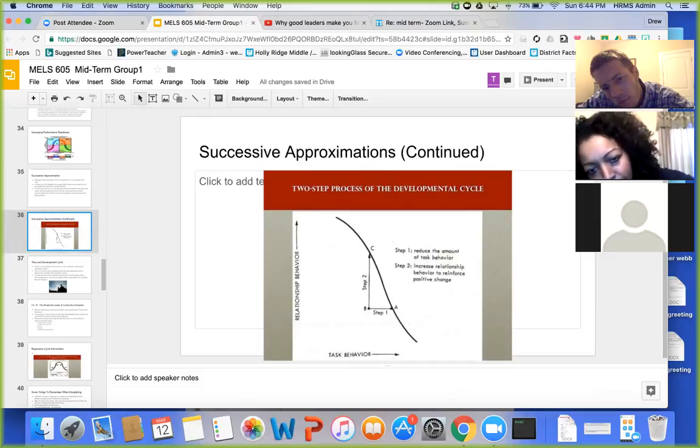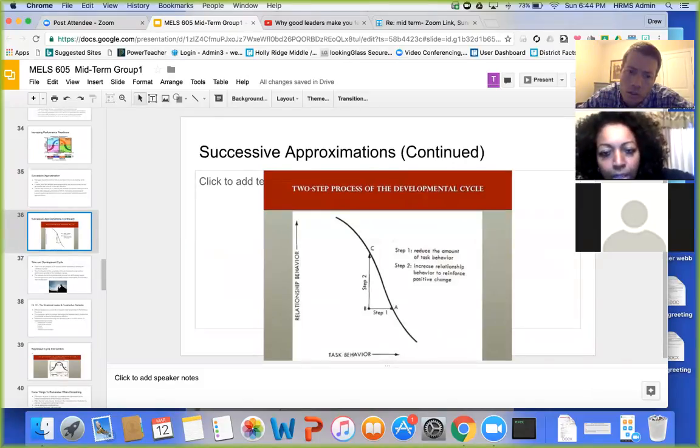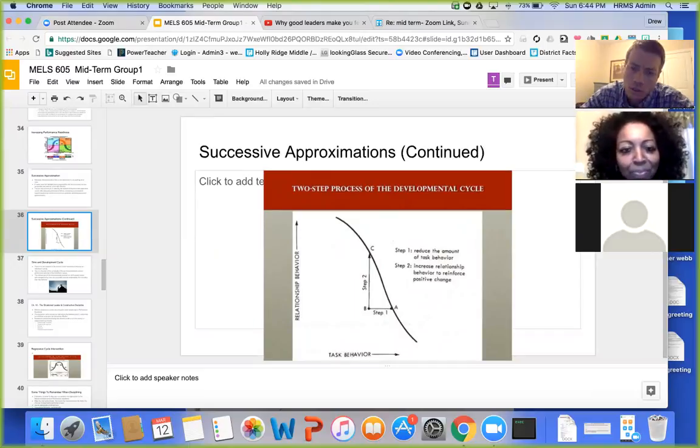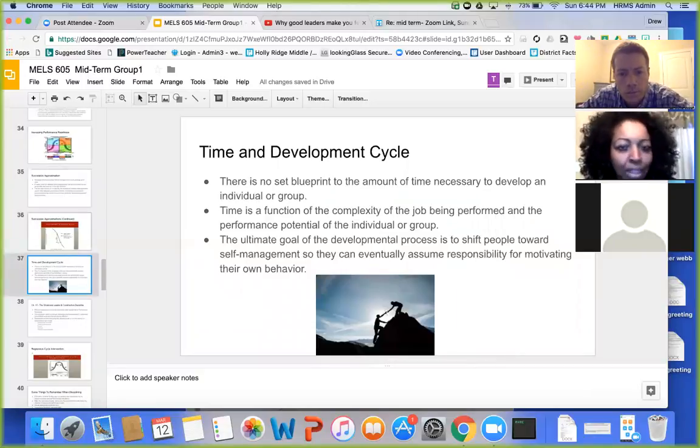You can kind of see task behavior running on the bottom, and then relationship behavior runs vertical, and then it has step 1 and step 2. So it takes small steps. Right. Basically. And then it has a time and development cycle. There is no set blueprint or magic number for the amount of time it's going to take for the person to develop that desired behavior.